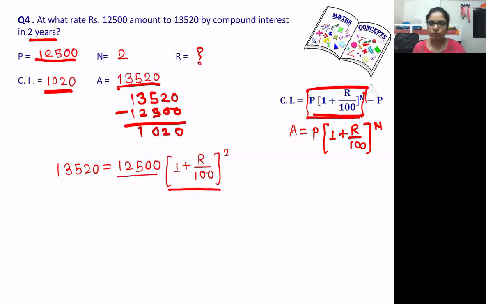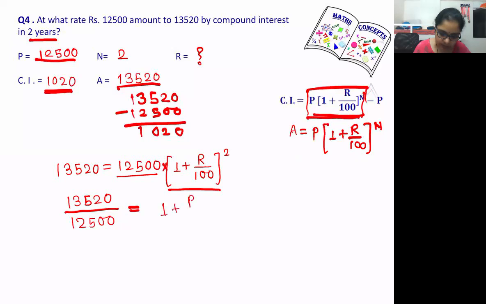Here we are multiplying this by this. So if we want to transpose 12,500 to the left side, what do we need to do? Khadija, what do we need to do? We need to divide by 12,500. Why? Because here it is in multiplication. We are moving it to the left-hand side. We can cut 1 zero from that. 1 plus R upon 100 square. We can cut 1 zero from this.